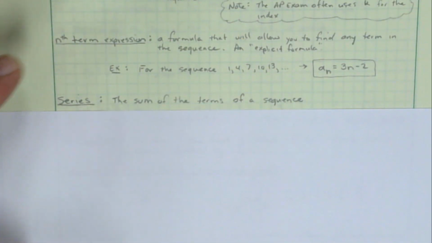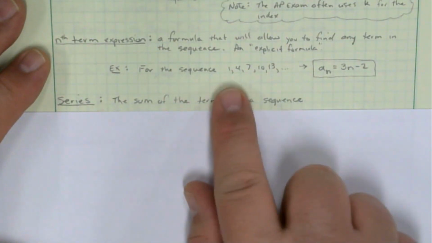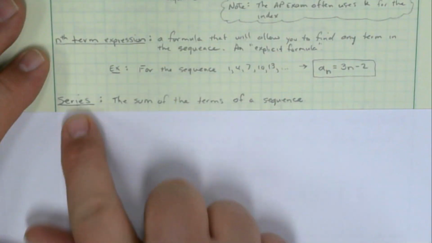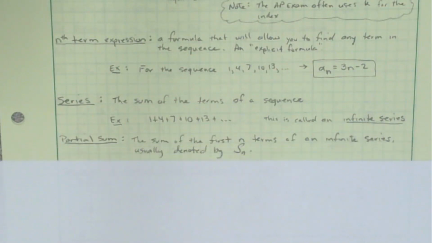The sum of the terms of a sequence is called a series. So if you add up all of these terms, that's called a series. Because it goes on forever, this is called an infinite series. Well, what if I don't want to add them all up? What if I only want to add up the first 10?